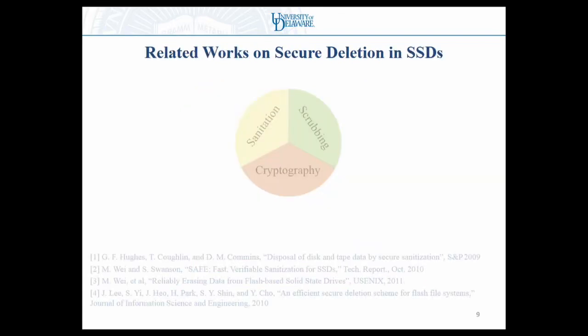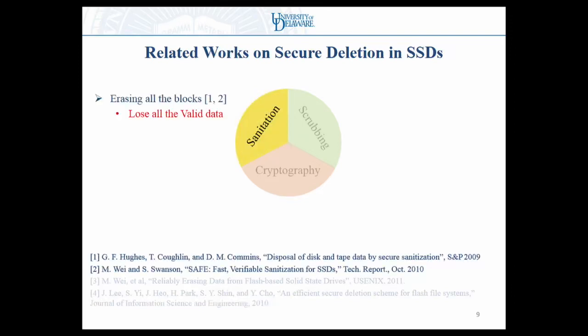Previous work on SSD usually can be categorized into three groups. The first one is sanitation, which basically tries to erase everything. They don't care if the data is valid or invalid. They just erase everything and make sure that nothing is on the SSD anymore, which is far from our goal.